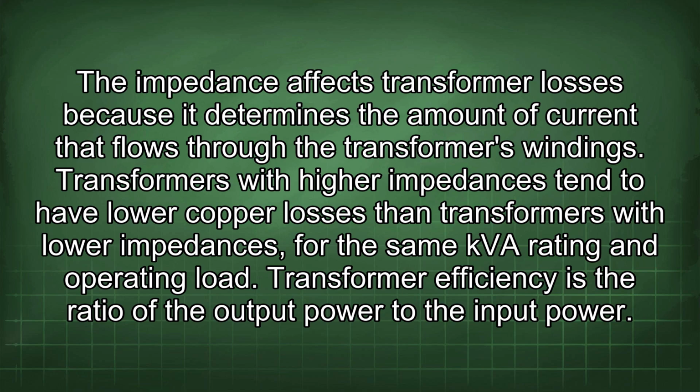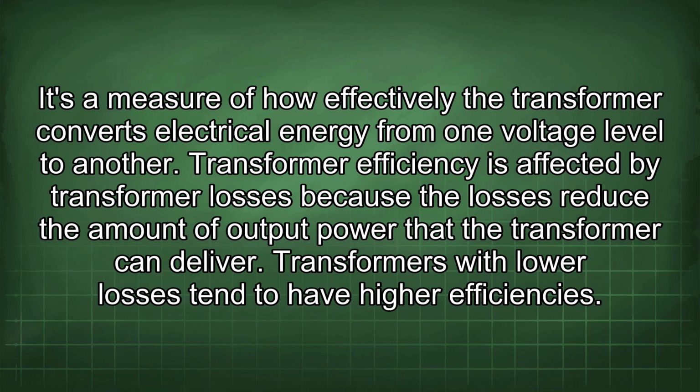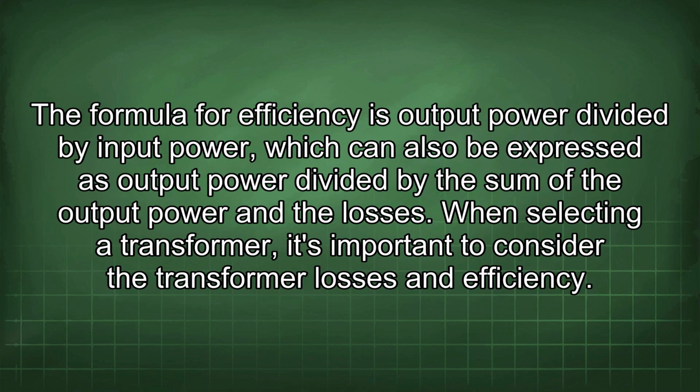Transformer efficiency is the ratio of the output power to the input power. It's a measure of how effectively the transformer converts electrical energy from one voltage level to another. Transformer efficiency is affected by transformer losses because the losses reduce the amount of output power that the transformer can deliver. Transformers with lower losses tend to have higher efficiencies. The formula for efficiency is output power divided by input power, which can also be expressed as output power divided by the sum of the output power and the losses.